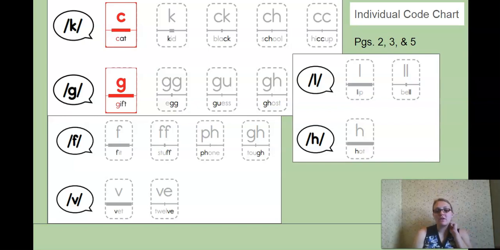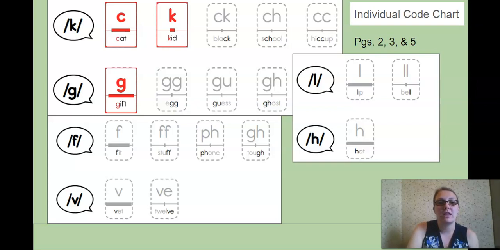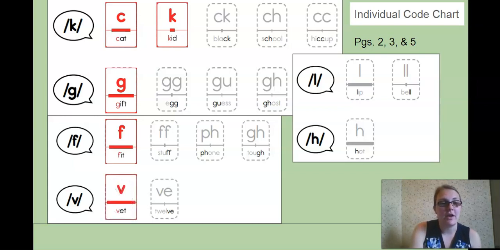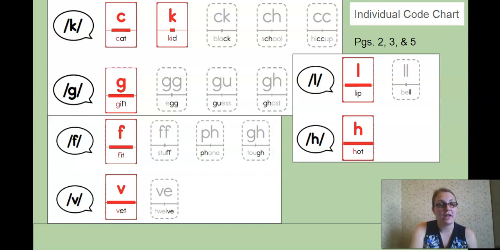Okay, now our individual code chart to add all of our new sounds. We have our old sounds already in red. Today you're going to add the new sounds also in red. Again, write them out if you don't have your code chart. If not, just add them to your own. So we're adding the K for kid. We're adding for the sound F, the letter F. For the sound V, the letter V. For the sound L, the letter L. And for the sound H, the letter H. This is on pages 2, 3, and 5 in your individual code chart.